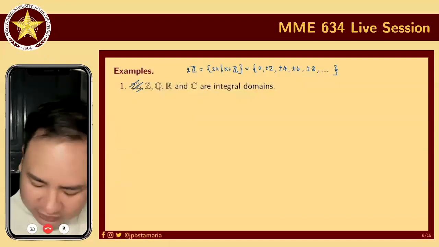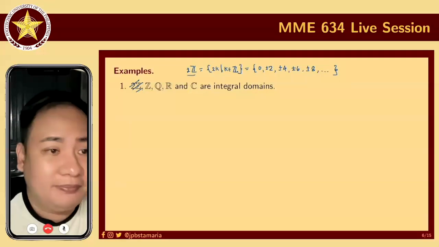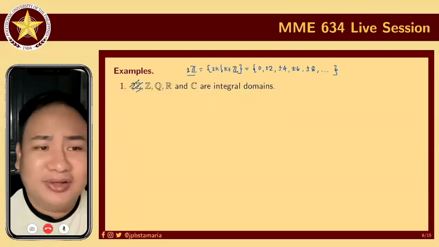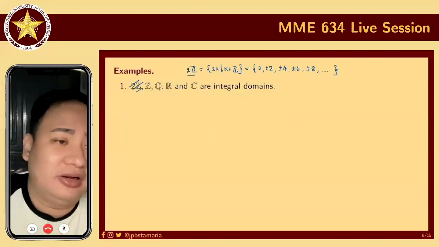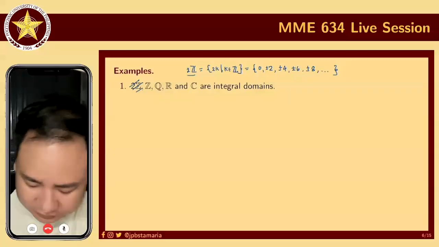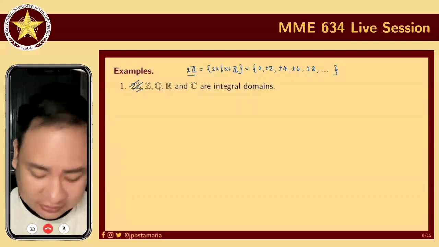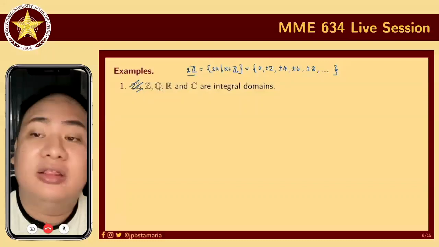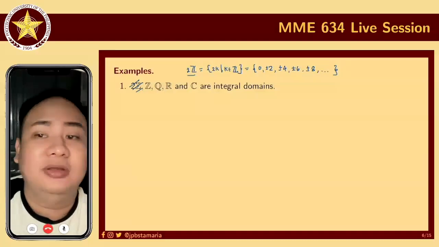Bakit walang unity yung 2Z? Wala siyang 1. No? Yung 1 is not even. Although may zero product property dyan, pero hindi siya integral domain based on our definition kasi nga wala siyang unity or 1 is not an element. Now, all of these guys, yung mga number systems natin, yung mga integers, yung mga rational numbers, real numbers, set of complex numbers, they are all integral domains because they all admit the zero product property.